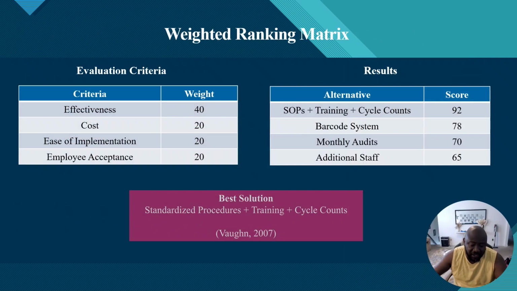Weighted ranking matrix. To make an objective decision, I used a weighted ranking matrix. Since inventory accuracy was the primary goal, effectiveness received the highest weight, as you can see. After comparing all alternatives, the combination of standardized procedures, employee training, and cycle counting received the highest score of 92, and was selected as the best solution.